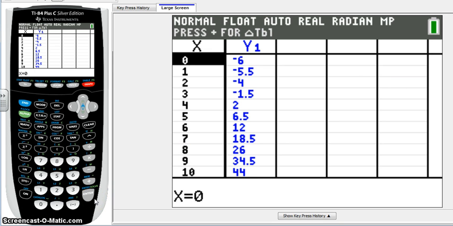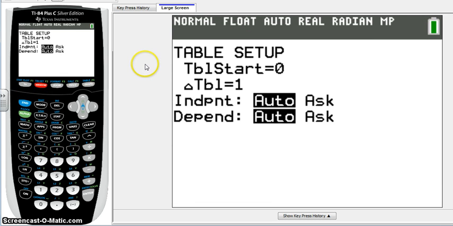As we're looking at our table, there are a few options we have to set it up to give us different views. If you look on your calculator above your window button, you'll see table set written in blue, so we can access it by pressing second window. That takes us to our table setup.